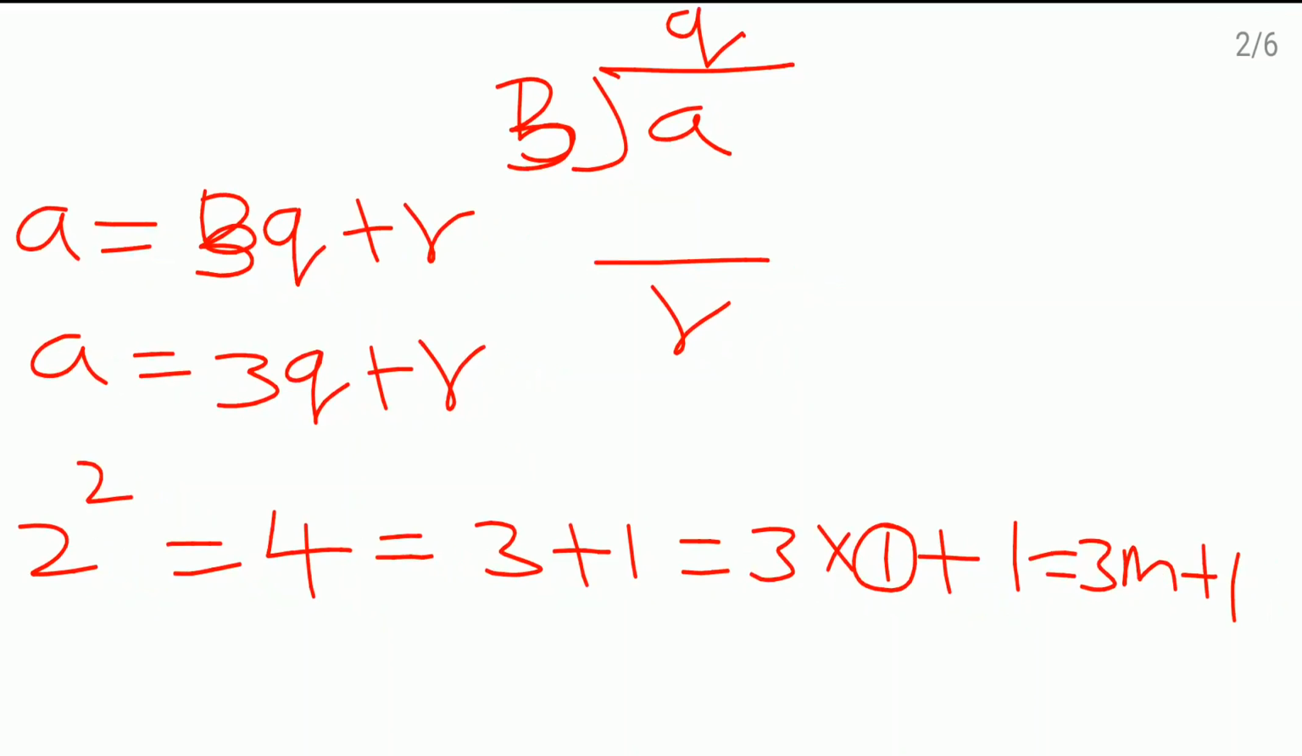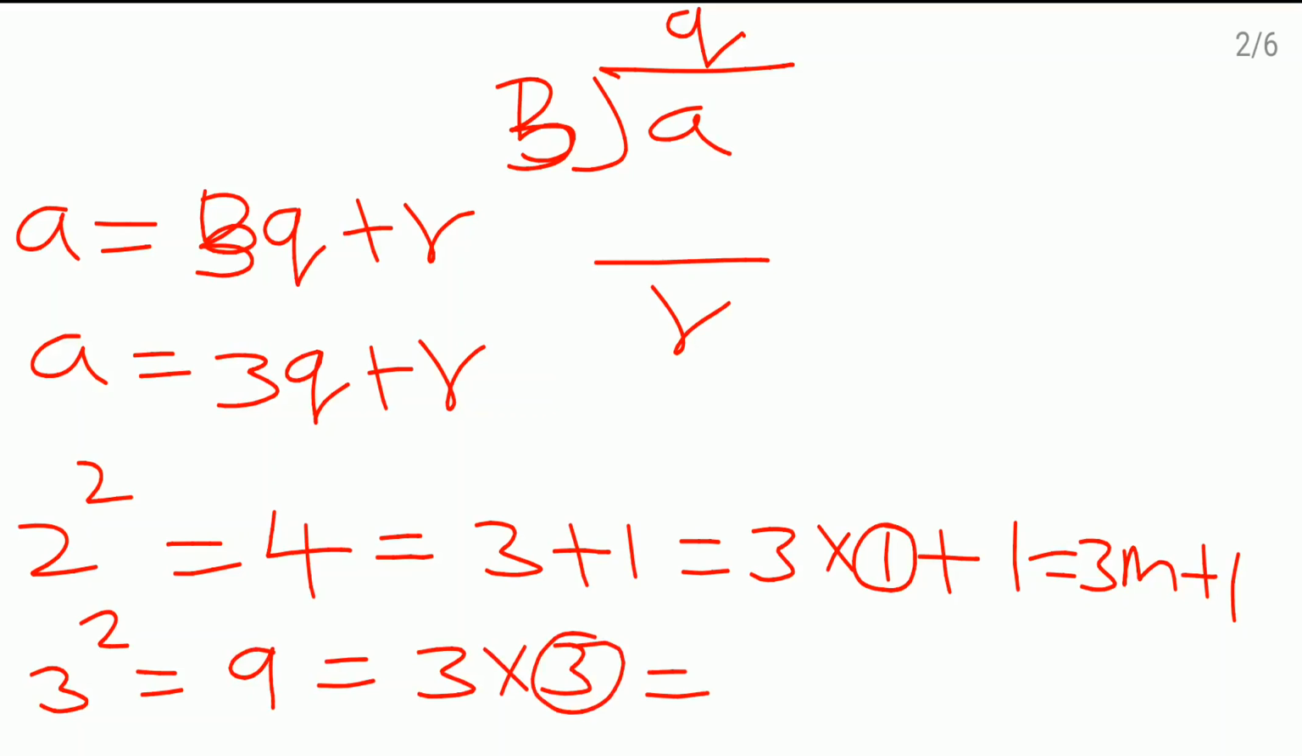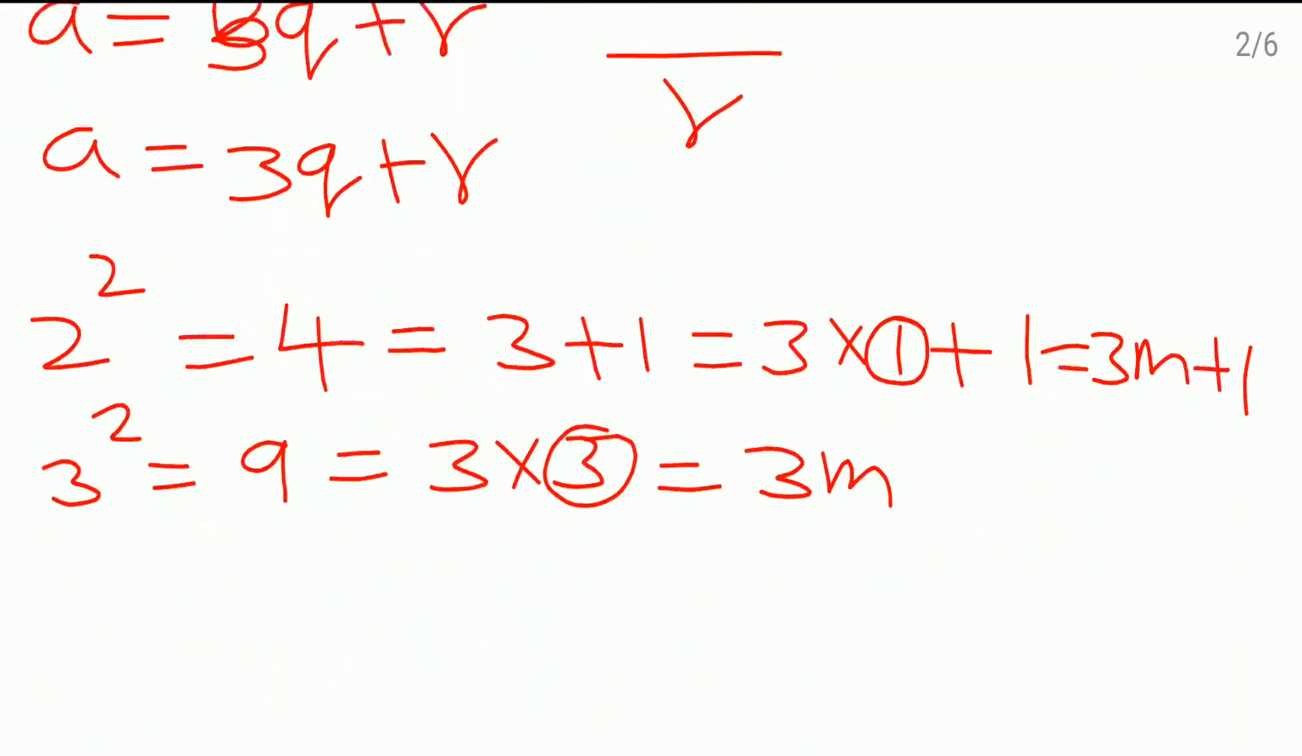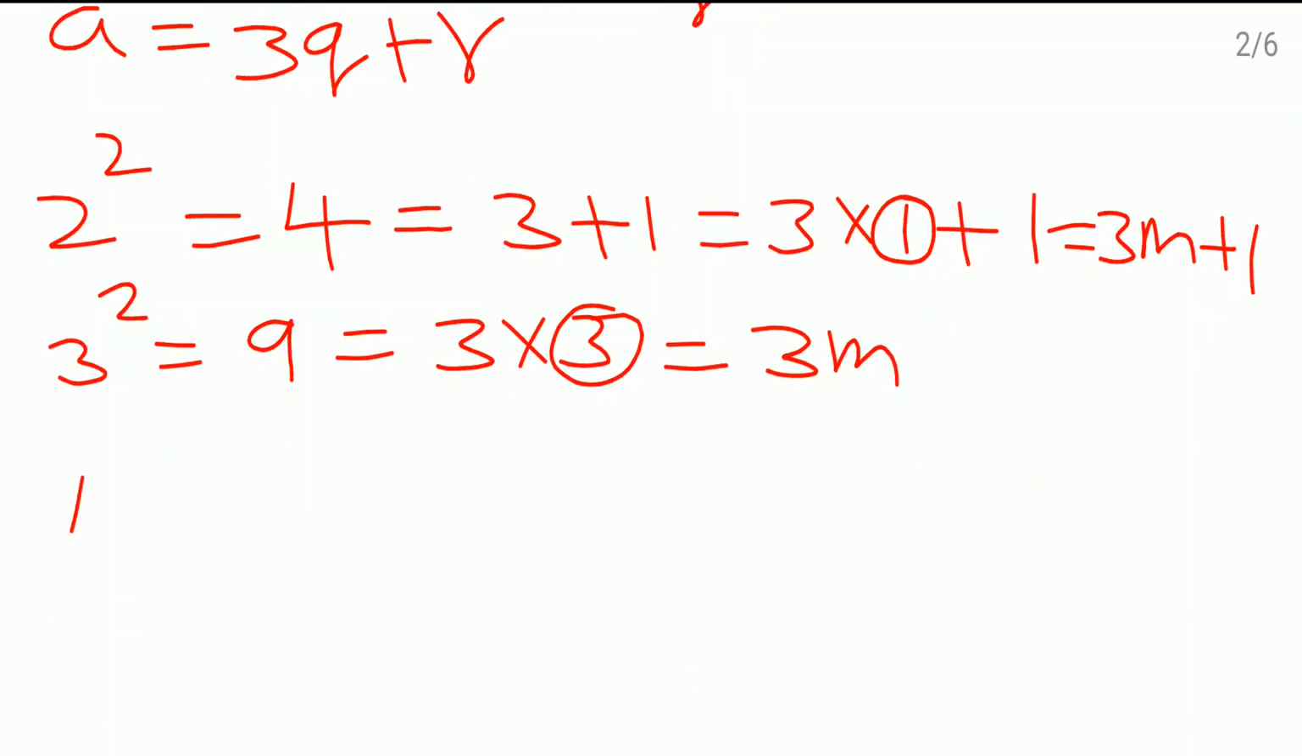Now take the another one. Suppose 3 square. 3 square is what? 9. 9 means what? 3 into 3. This 3 is another integer. So the format is 3m. Right? Now take the other one here so that we'll get the confirmation.